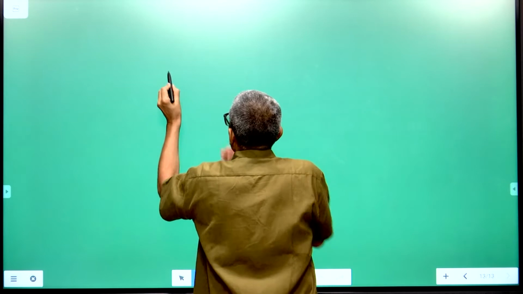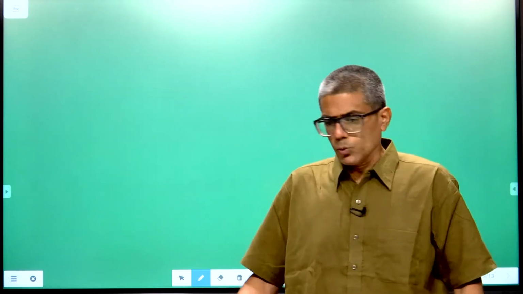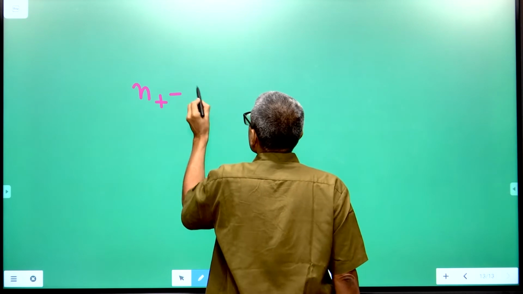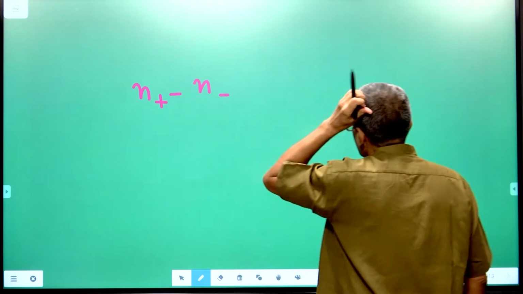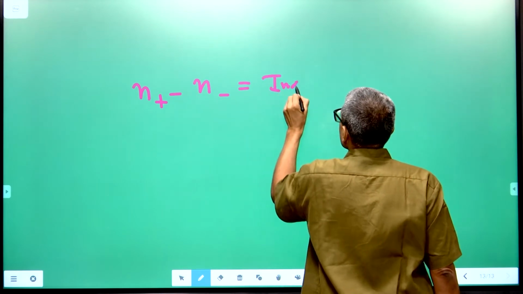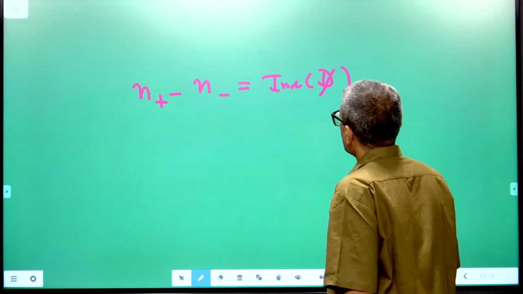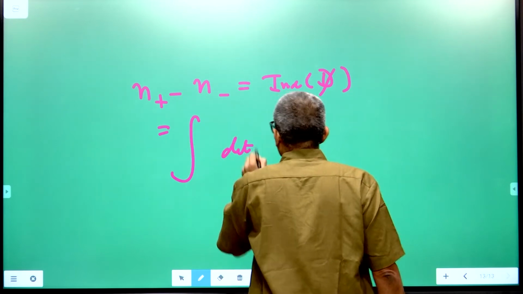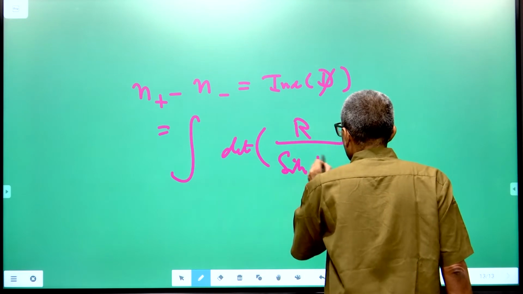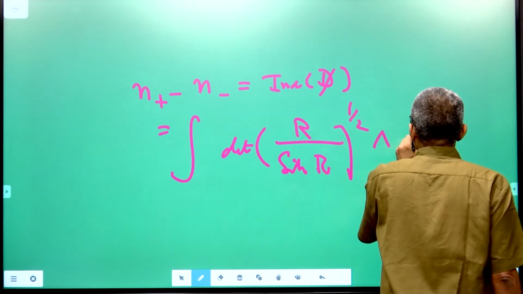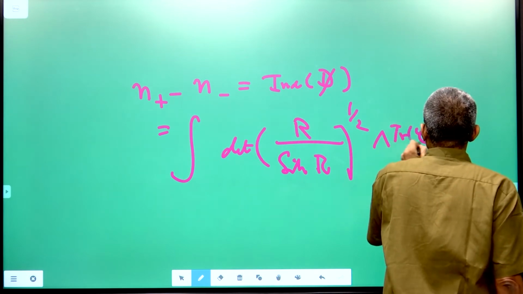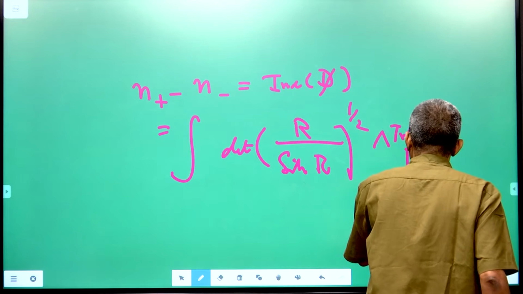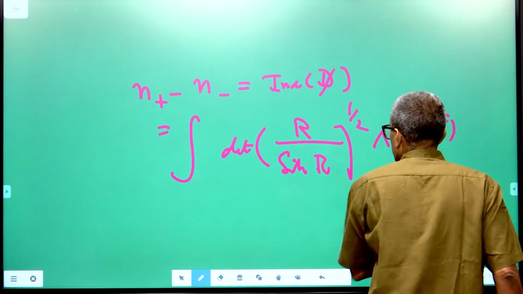Now, let us look at certain aspects. The Atiyah-Singer index theorem tells you that if you look at the number of positive chiral fermions and the number of negative chiral fermions, the difference between these two numbers is nothing but the index of the Dirac operator, which is given by an integral of the form determinant (R / sinh R) to the power half into trace of e to the power minus F, where this is the Chern character, and this is the curvature tensor.